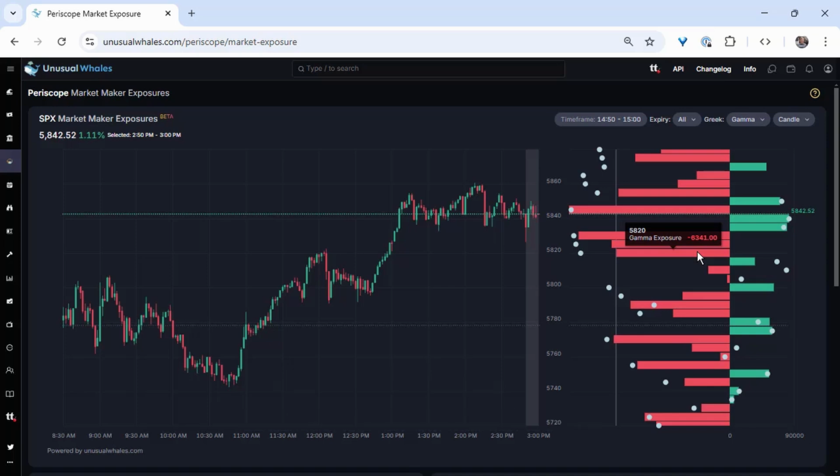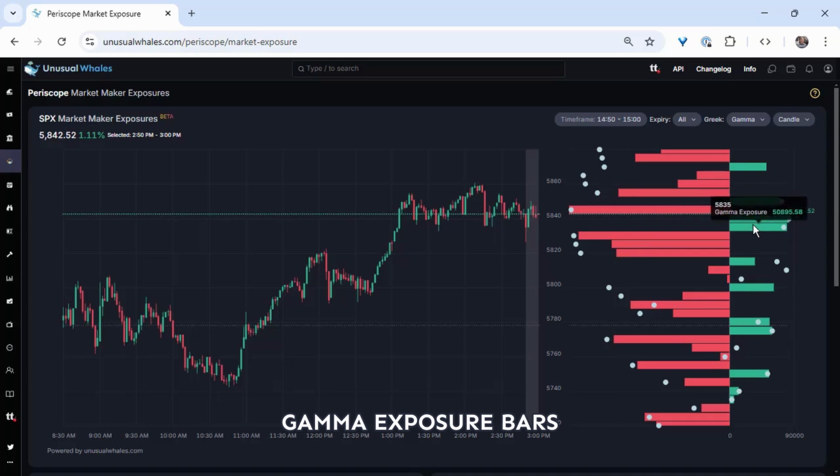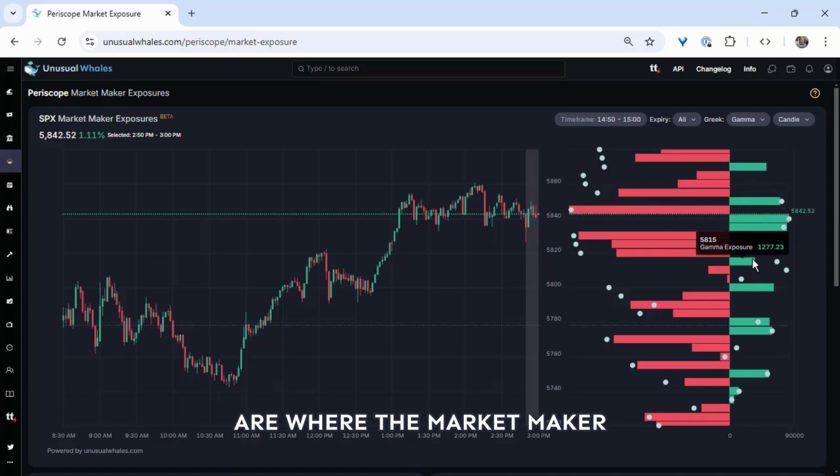And in contrast, these positive gamma exposure bars are where the market maker hedging activity is going to be the opposite. So the market maker is buying into price weakness and selling into price strength, and that is potentially going to give you a smaller range and smaller candles in those areas.